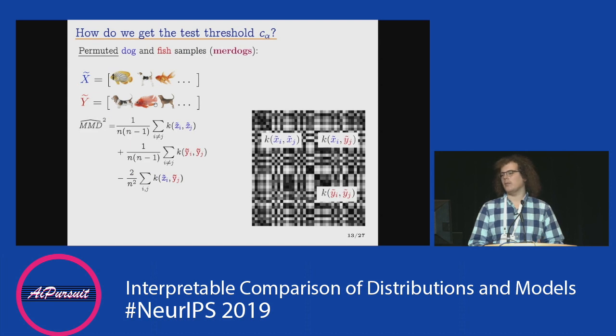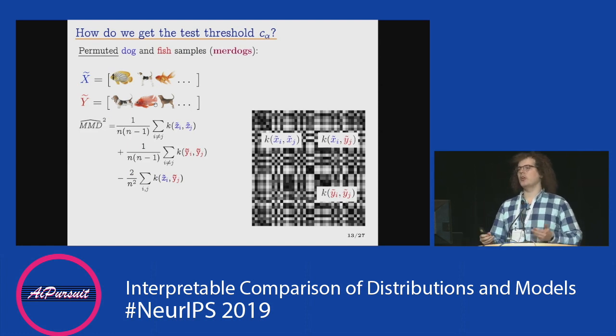So the way I do that is I take my samples, I shuffle them all together. So now I have a new X tilde, which is a random mixture of dogs and fish, and I have a new Y tilde, which is the other half of the random dogs and fish. And what that corresponds to in terms of the kernel matrix is that it's the same entries, but I'm going to shuffle the labeling around.